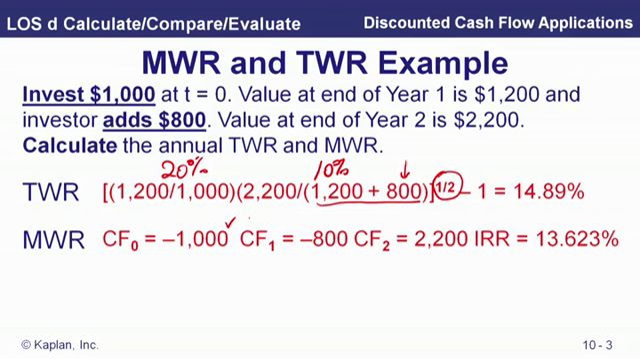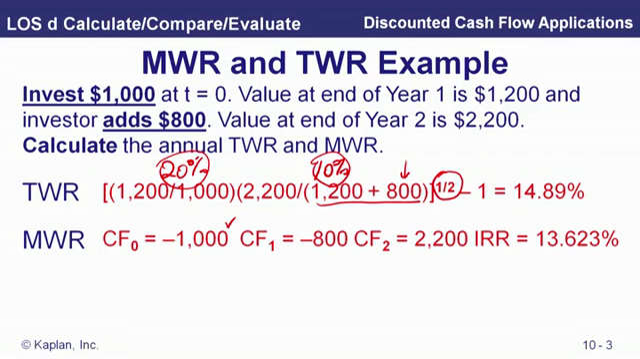Our return in the second period was 10%. Our return in the first period was 20%. But we've got more money. We've got more weight, right? Money weighted. We've got more weight and more money on that second period.